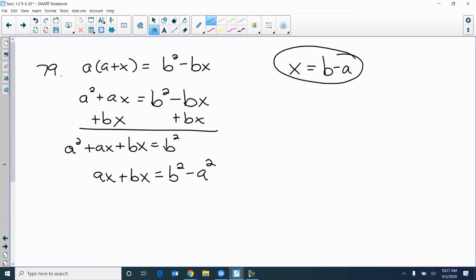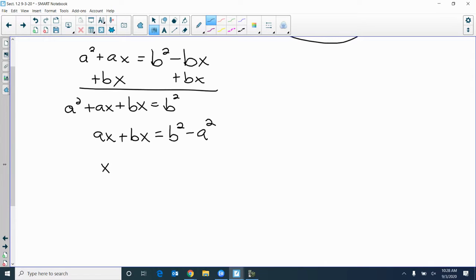All right, so from right there, Cole, what do we do now? What do you think? So then I factored out the X from my AX plus BX. That's what I want to hear. Factor out the X. If you're looking at it, it's in 2 terms, so we're going to factor that out.